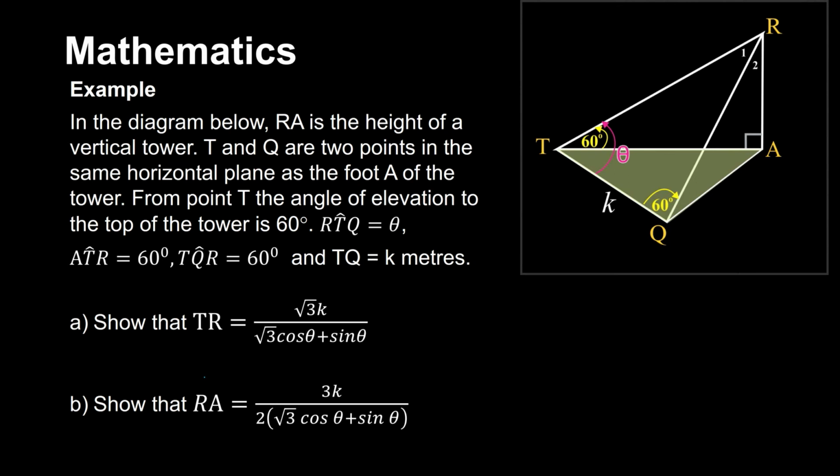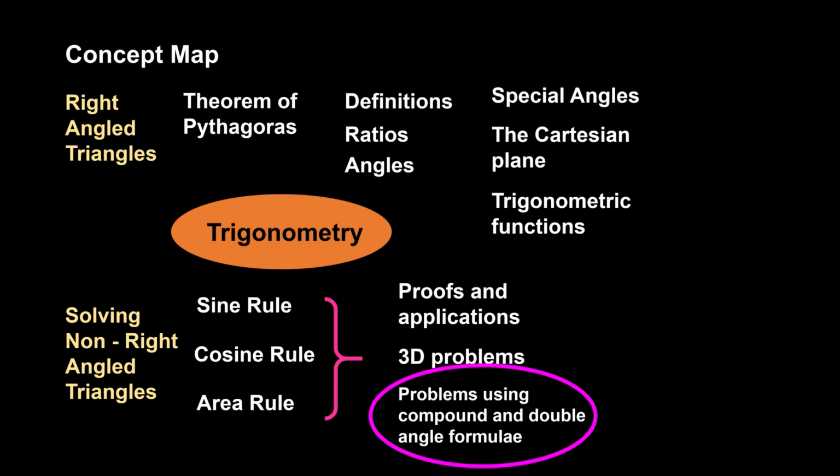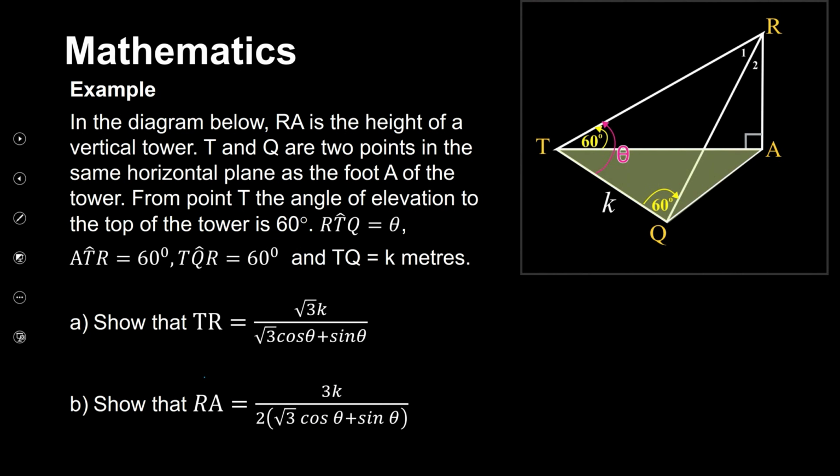They want us to find RA here. So in the first question we're going to find TR, and in the second question we're going to find RA in terms of K and theta as we have it here. But before we try to answer our questions, let's analyze our diagram.